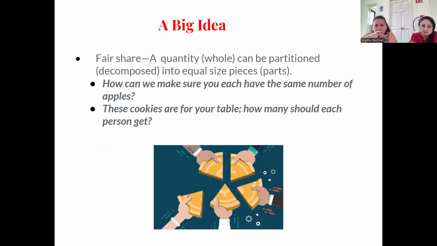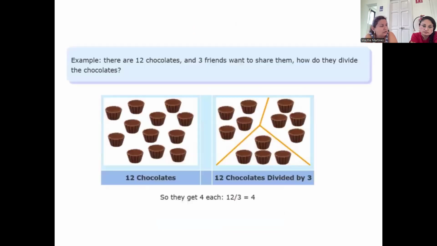because it will have fractions in it. So we call this a fair share: if you divide a whole into equal parts, everyone will get the same amount. For example, in here, there are 12 chocolates. 3 friends want to share them. How do they divide the chocolates to be fair?